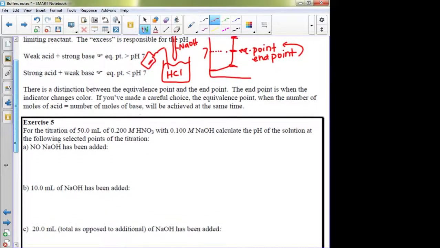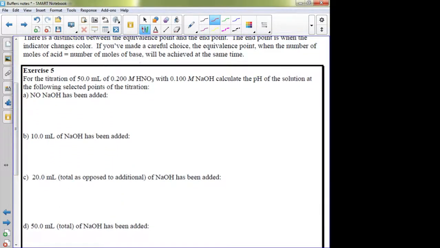So let's look at this problem. Exercise 5 deals with the titration of a strong acid and a strong base, which is what you're going to do first. So I want to look at this one first, okay? So exercise 5 says, for the titration of 50 milliliters of 0.2 molar HNO3, I know HNO3 is a what? Strong acid. Okay. With 0.1 molar NaOH, I know that is a strong base. Calculate the pH of the solution at the following selected points of the titration.